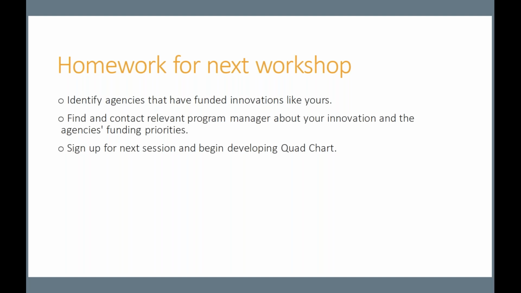Second, find and contact relevant program managers about your innovation and the agency's funding priorities. And the last item is to sign up for the next session and begin developing a quad chart. You won't be able to sign up for the next session yet, I should have updated that slide, because it's so far out, but you can begin developing a quad chart.